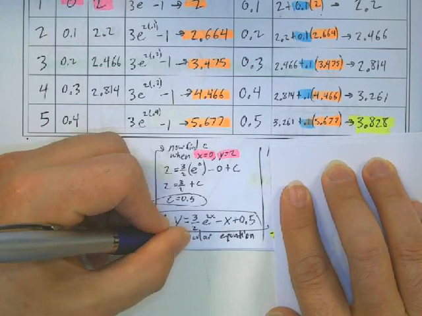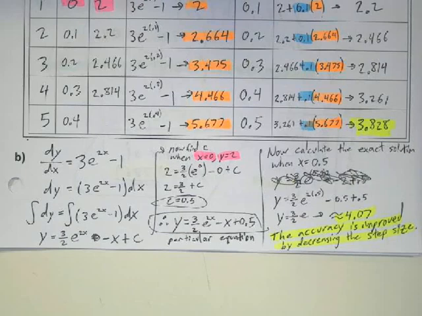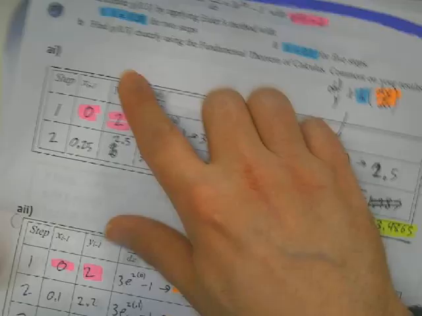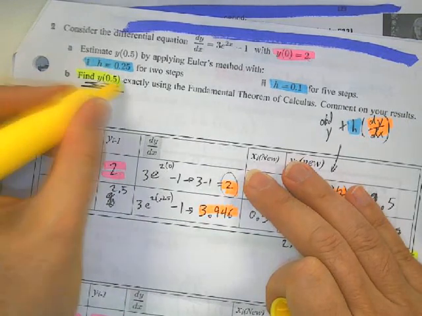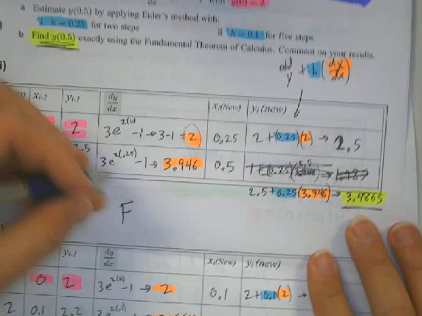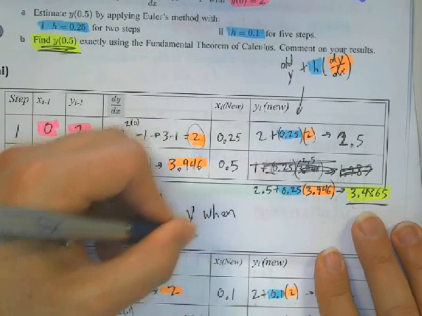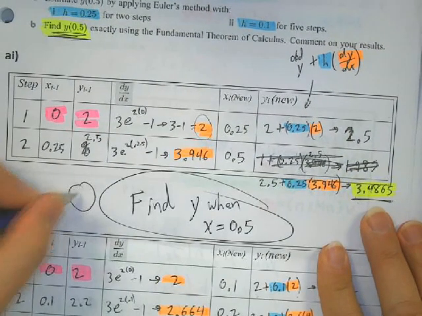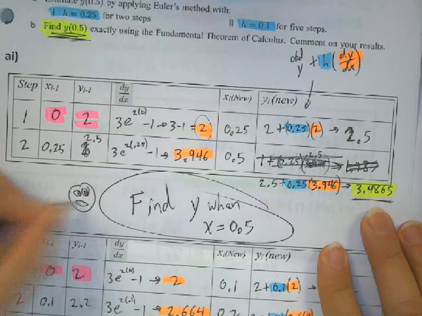Particular equation. And then, so now I'm going to calculate the value at 0.5 because that's what we're trying to figure out. Why are we bothering to do all of this in the first place? We're trying to find the y value. They should just write this in bold. Find y when x equals 0.5. It's like, hello, what are we doing? We're trying to find the y value when x is at 0.5.